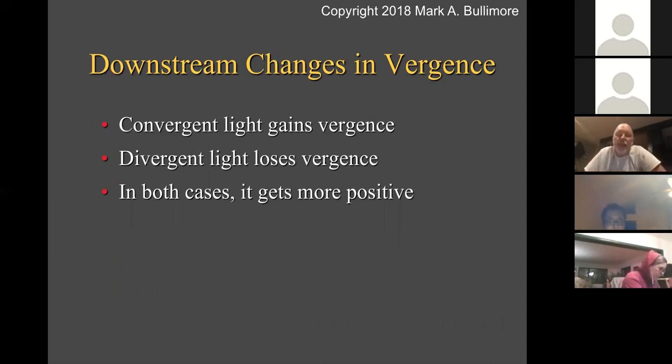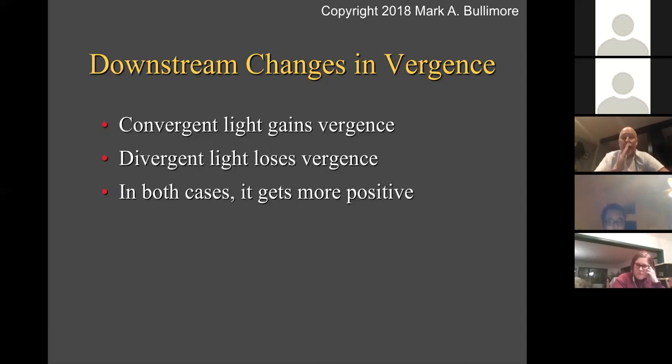So the other thing you need to understand is what happens to the vergence of light as it moves through space. We talk about downstream vergence changes. If we're thinking about converging light, it's going to get more convergent as it moves forward. Likewise, divergent light is going to get less divergent. It's going to lose its vergence. But in both cases, the vergence of light gets more positive.